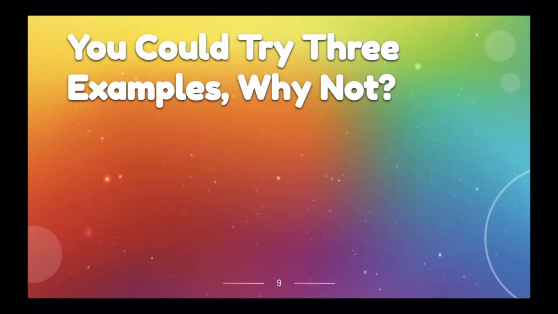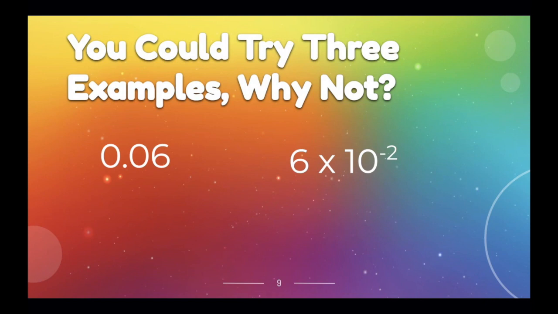Okay, so I've shown you a few. Why don't you try a few on your own? You can try 3. Here's the first one. 0.06, or 6 hundredths. Represent 6 hundredths in scientific notation. Don't worry, I'll give you a second. Did you get this? 6 times 10 to the power of negative 2. Yep, we moved the decimal twice. So negative 2 is our exponent.